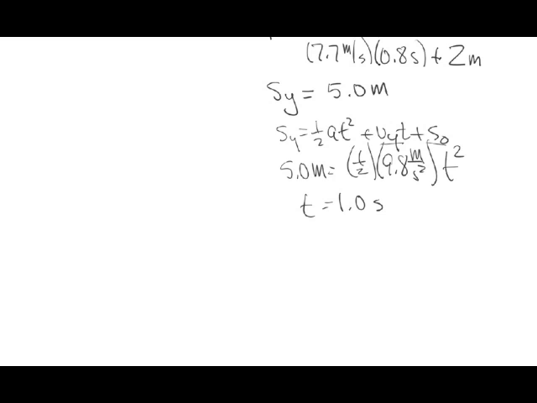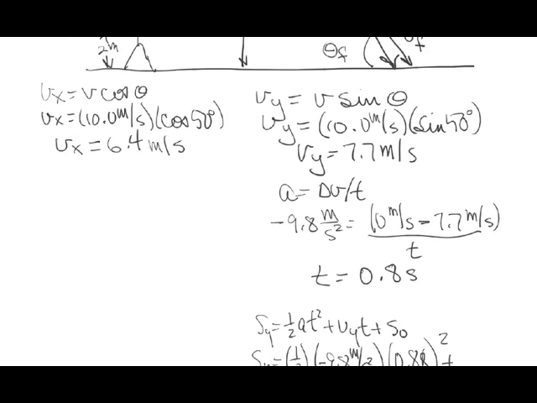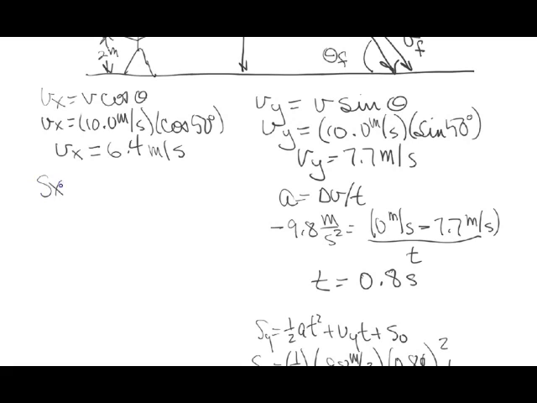Okay, now, next question I have for you is how far downrange does it go? What is s sub x? It's nothing more than v sub x times the total time. How long does it take to go out to the top of the arc and back down? S sub x is 6.4 meters per second times 0.8 seconds plus 1.0 seconds.